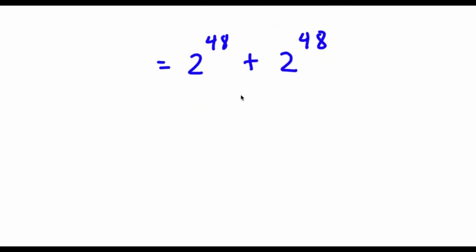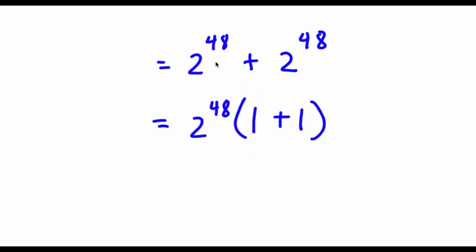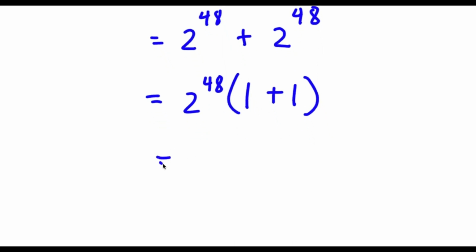So now from here, if I factor out 2 to the power of 48, I get 2 to the power of 48 times 1 plus 1, because 2 to the power of 48 divided by 2 to the power of 48 is 1. Now 1 plus 1, that's equal to 2. So now I have 2 to the power of 48 times 2.